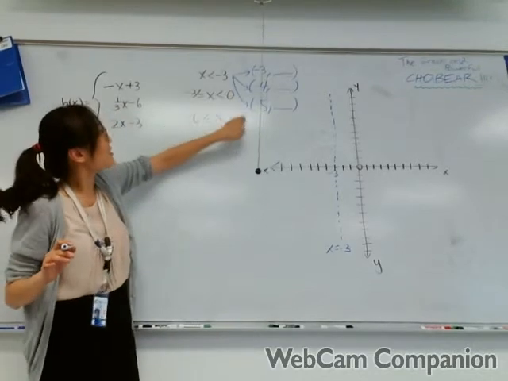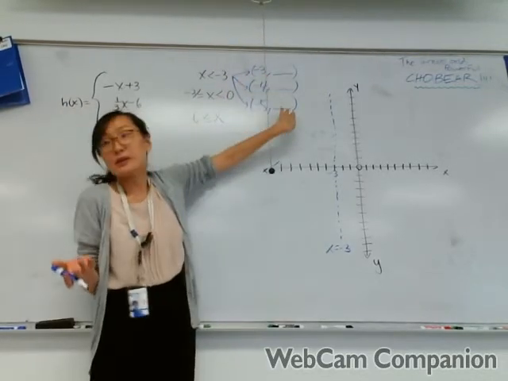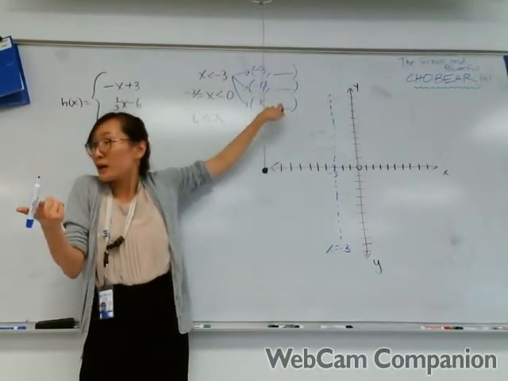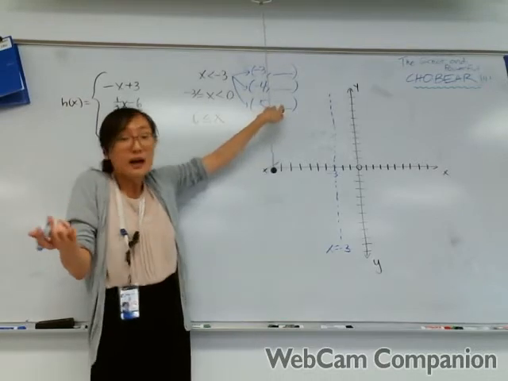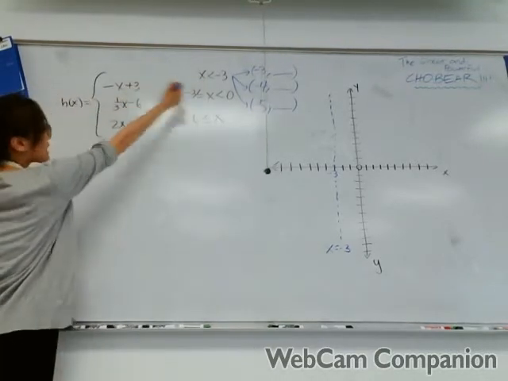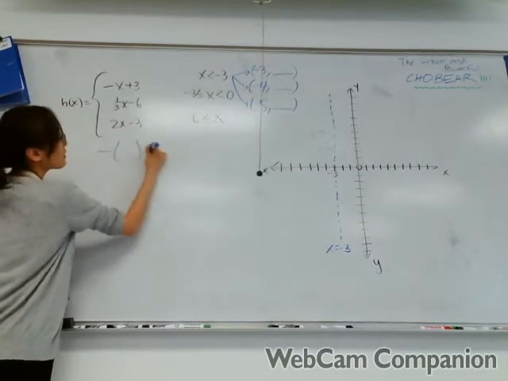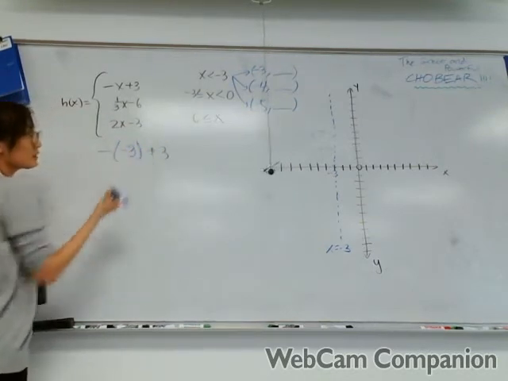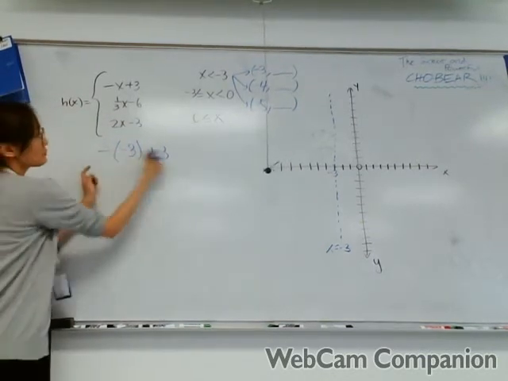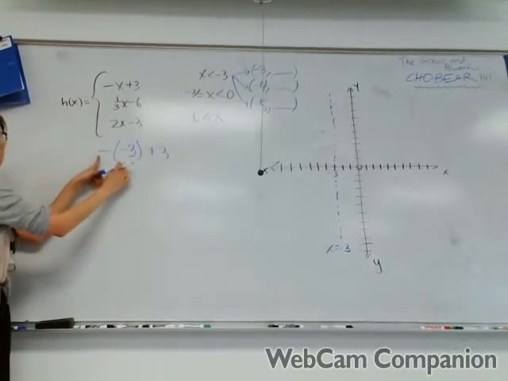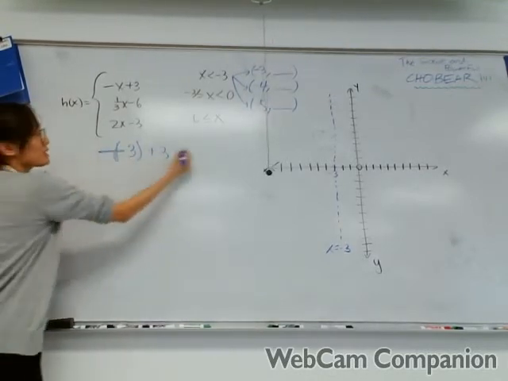Okay, so now we have all these numbers. How do I find the y values? Because I want a graph, I need x and y values, right? I have to plug it into this equation. I'm going to do this in blue. So negative of -3. What's negative of -3? Positive. Positive 3 plus 3 equals 6.